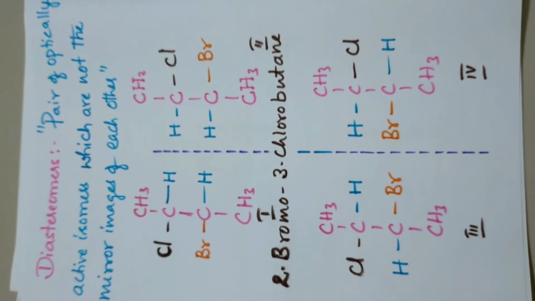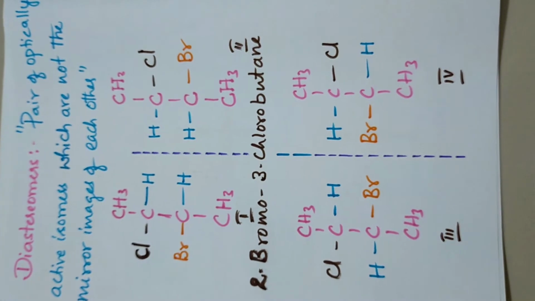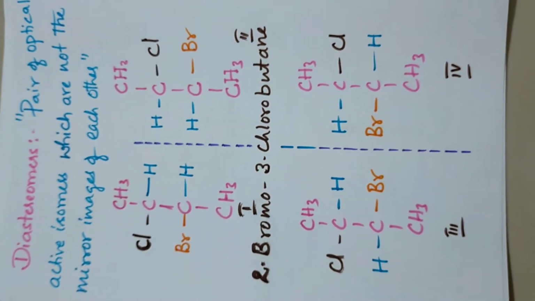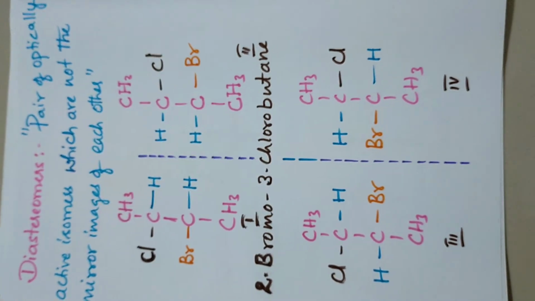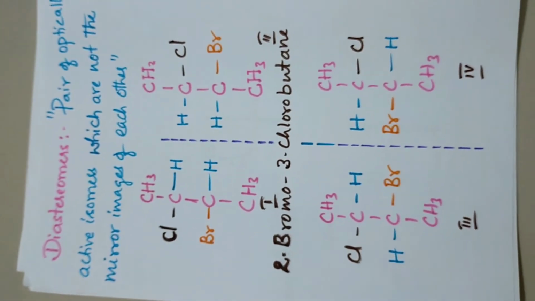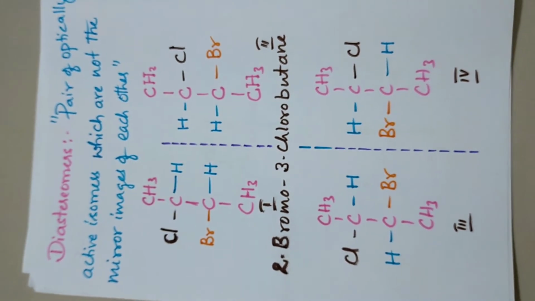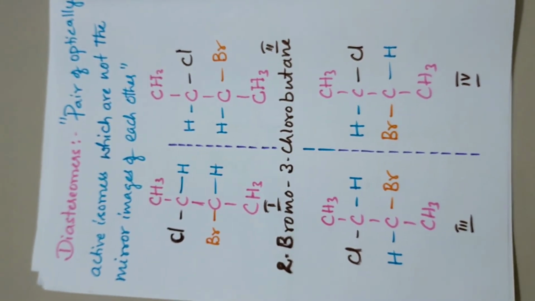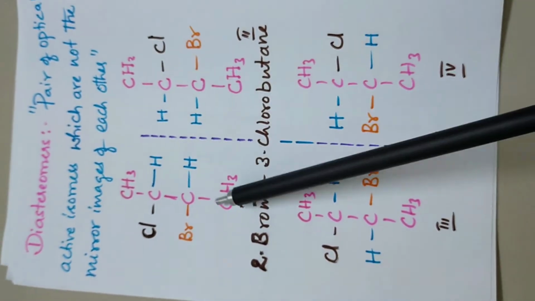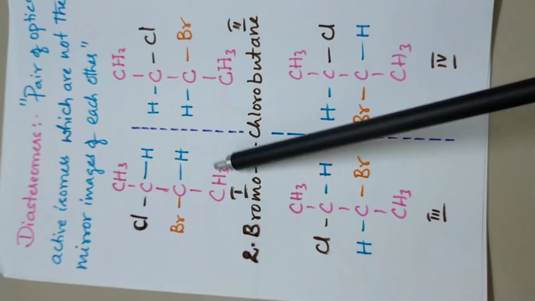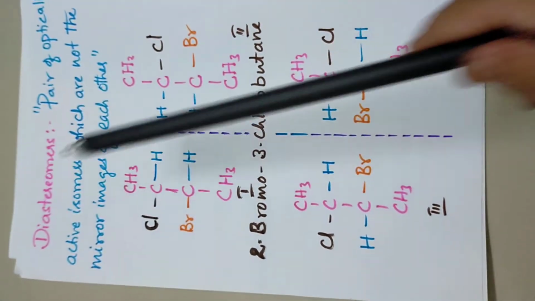One property is slightly different. A pair of optically active isomers. The isomers may change either on the right side or the left side. Optically active isomers which are not mirror images of each other. So observe this one. If it is brought here, that will not be the mirror image. So those are called diastereomers.